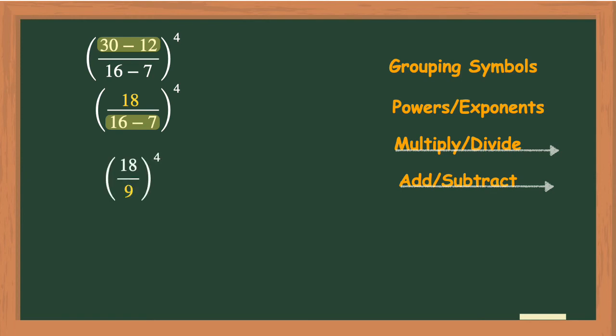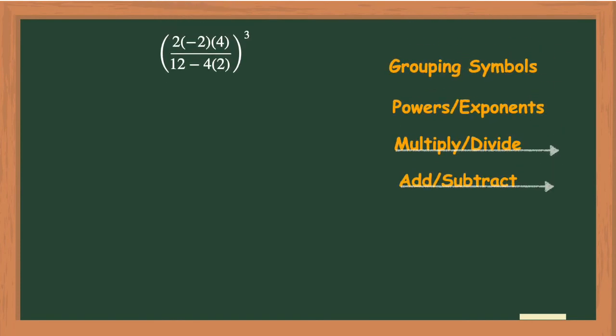Looking at this fraction now, I see an improper fraction that I need to simplify. I will do this by dividing 18 by 9 to get 2. As you can see, I still have that exponent of 4 left. Since it is outside of the parentheses, it means that this exponent will be applied to the 2 inside the parentheses. So 2 to the power of 4 is 16.